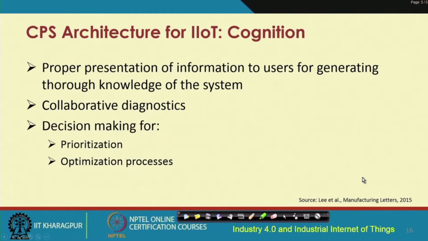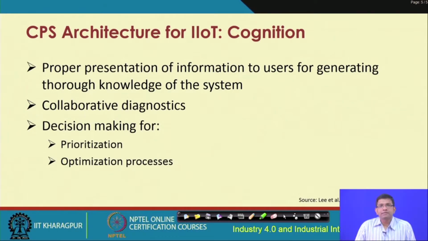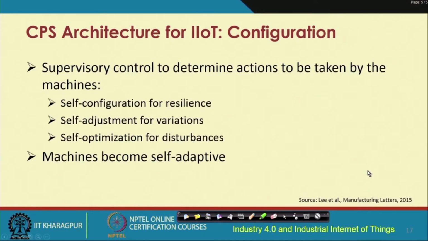Cognition is another one. So, here by cognition what is meant is basically the proper presentation of information to users for generating thorough knowledge of the system. So, we are talking about collaborative diagnostics, decision making for prioritization, optimization of processes and so on. So, all of these are different aspects of cognition that come into picture in the CPS systems.